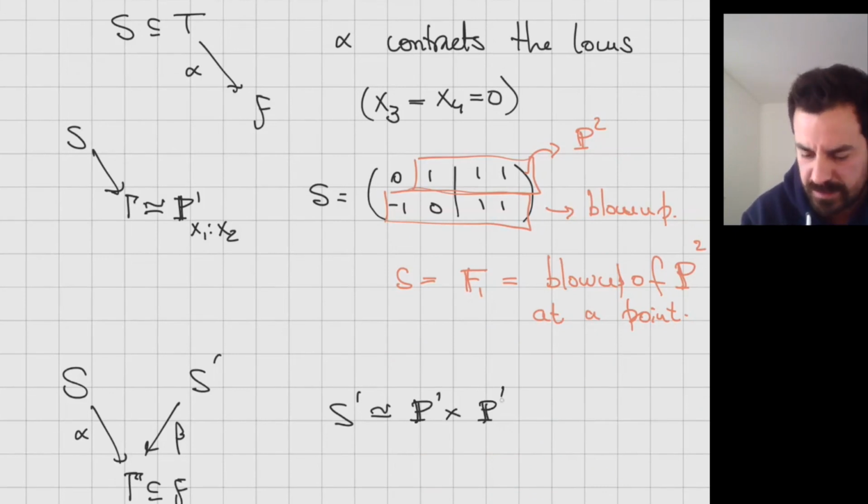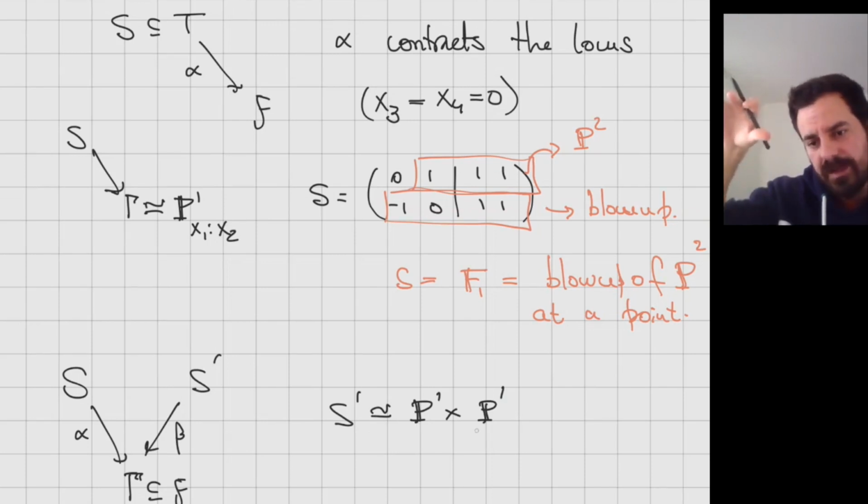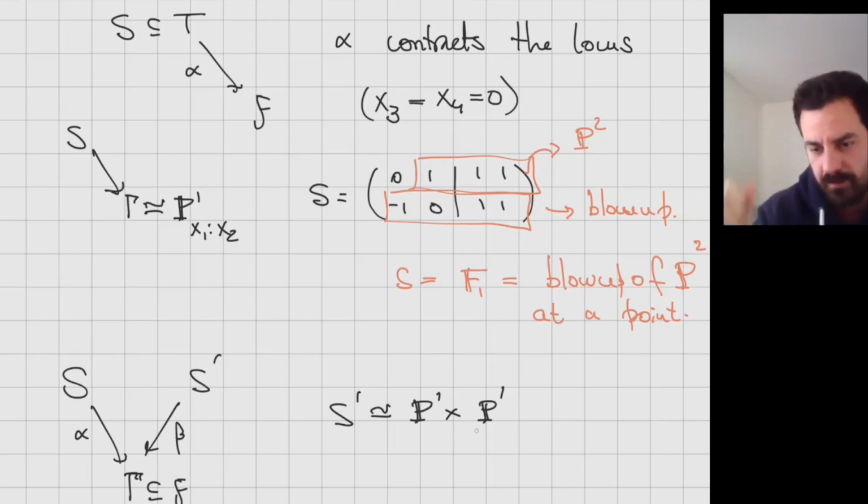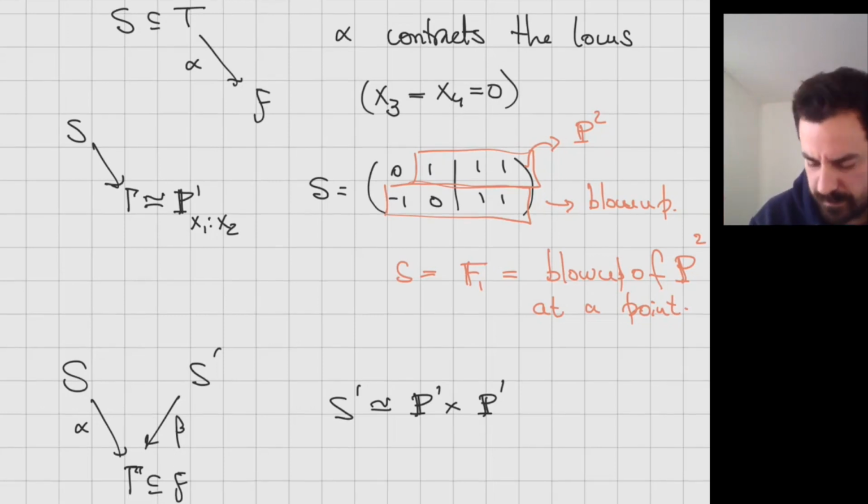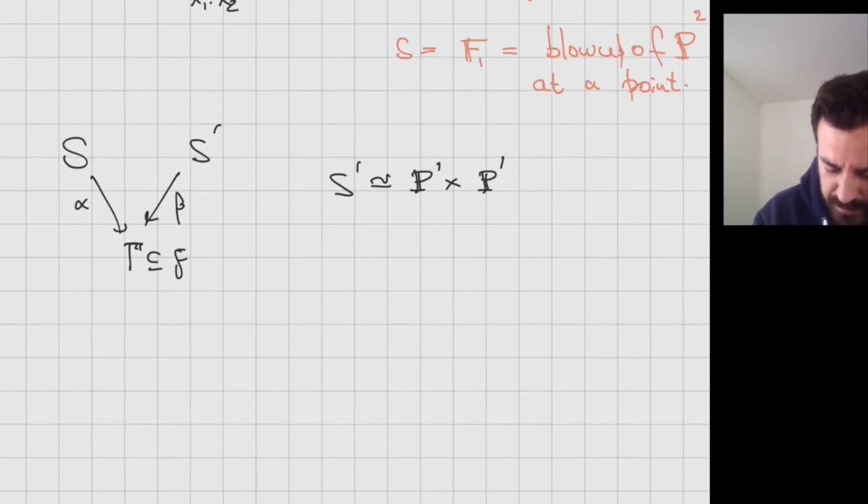Okay, you can do the same thing as I did before, and you say that in this case it was a blowup of P2 at a point. In this other case, you can just look at the matrix and see that you have two independent C-star actions defining P1 and P1. So it's a P1 cross P1. Okay, so this is what you have.